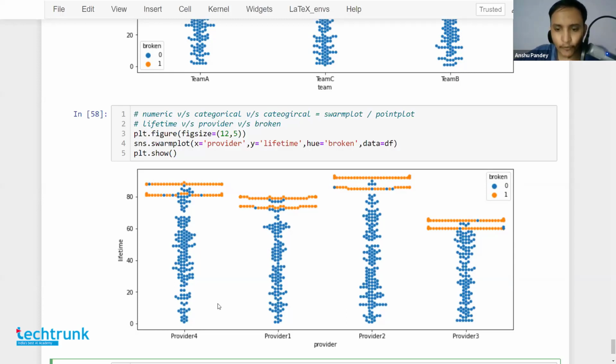Whereas the most qualitative provider at the moment seems to be provider 2. I hope all of you agree with that. These machines manufactured by provider 2 survive longer, and they get damaged at a very, very late stage, you can see.